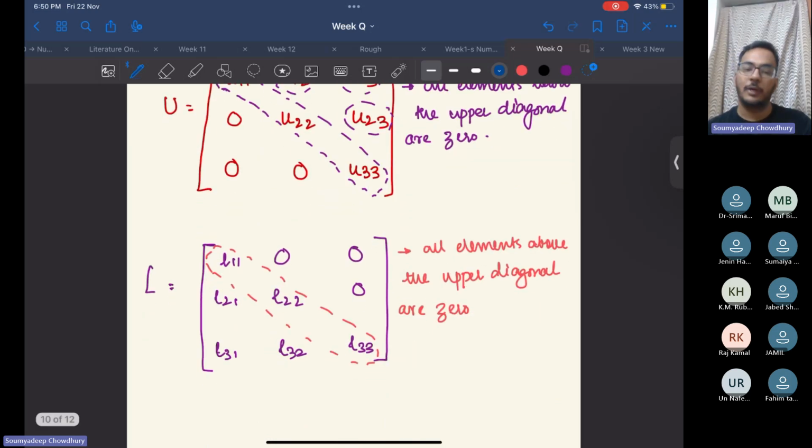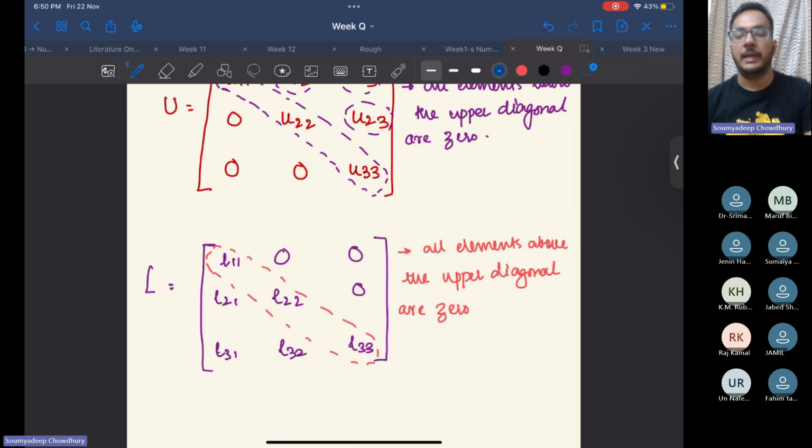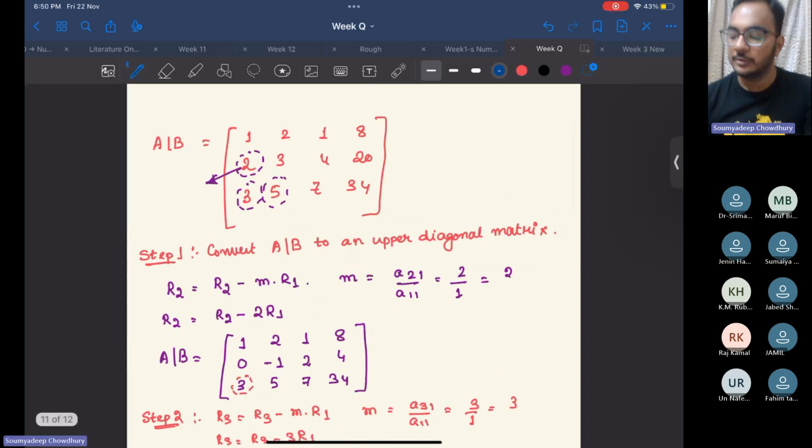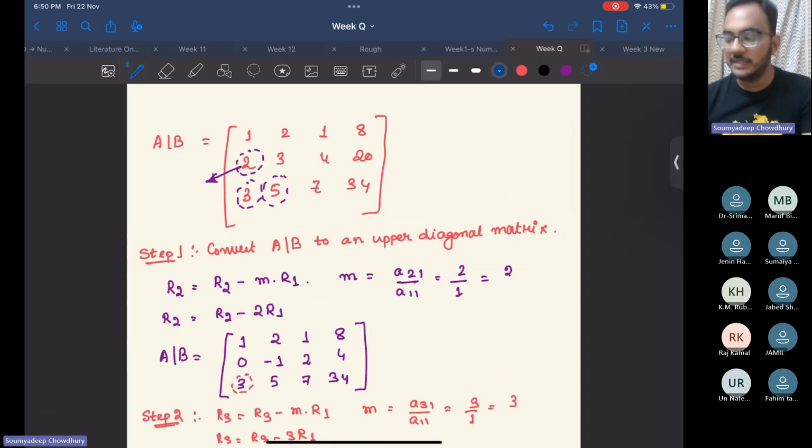Similarly, we have the lower triangular matrix, which we will be using shortly in the LU decomposition method. It is just the reverse of the upper triangular matrix. In a lower triangular matrix, the elements in the principal diagonal and the elements below the principal diagonal are non-zero, and all elements above the principal diagonal are zero. So that is the L and U matrix we have. Now our job is to convert this A slash B matrix into an upper triangular matrix.